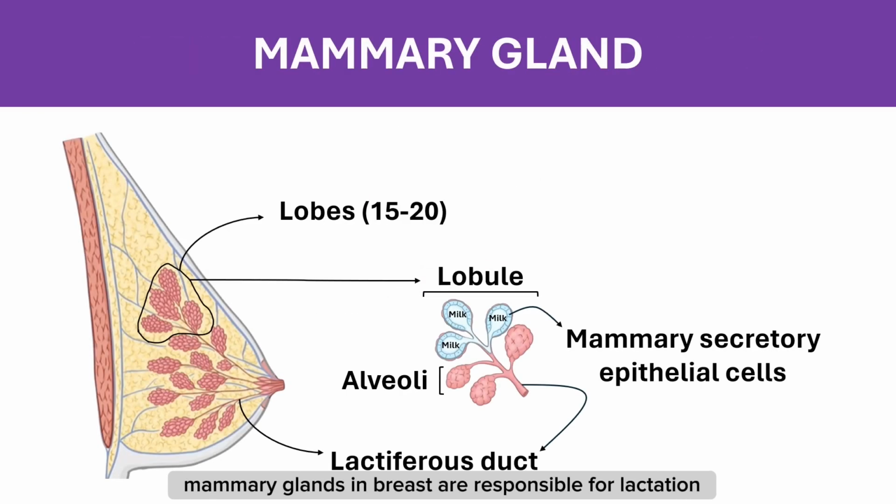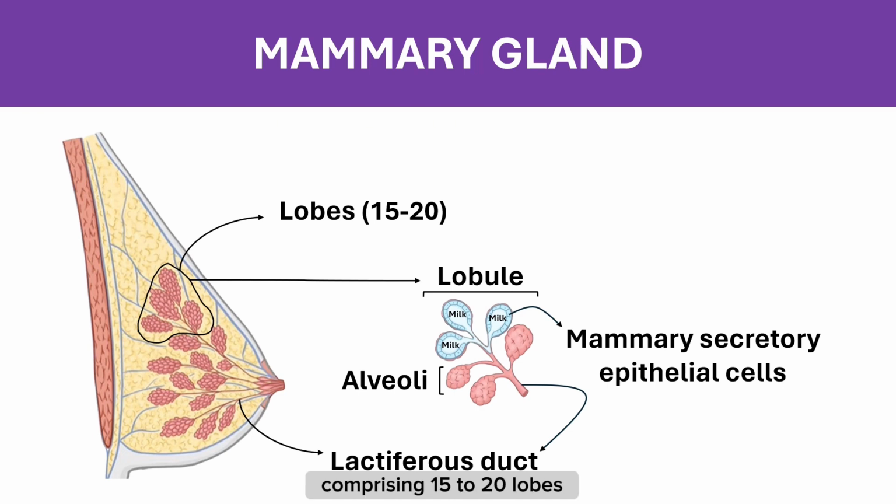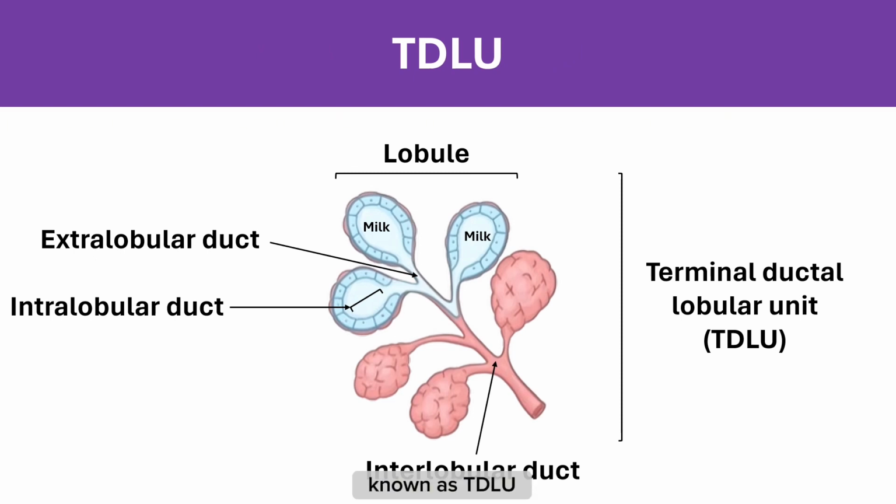Mammary glands in the breast are responsible for lactation, comprising 15 to 20 lobes, each with smaller lobules. These structures contain grape-like clusters of alveoli, housing milk-producing cells. Ducts, known as lactiferous ducts, connect alveoli, lobules, and lobes. The terminal duct lobular unit, known as TDLU, comprises lobules, an extralobular terminal duct, and an intralobular terminal duct.